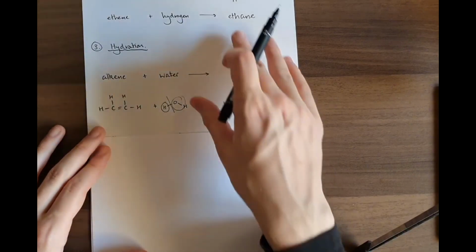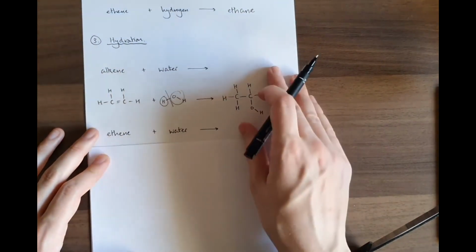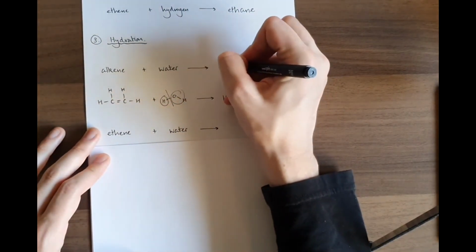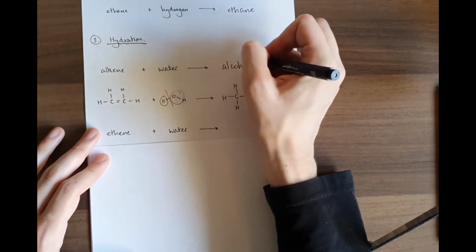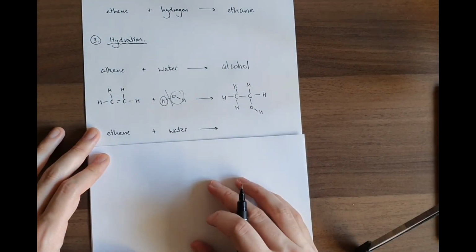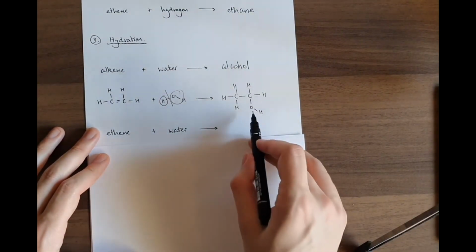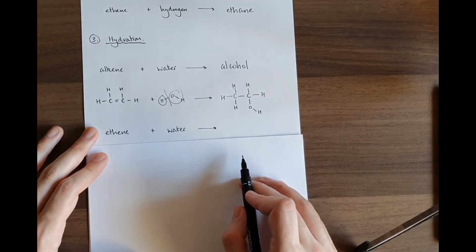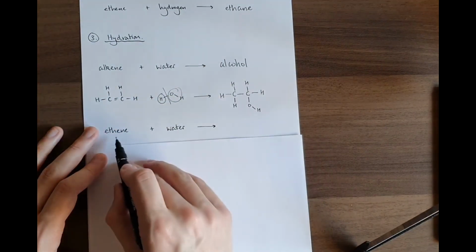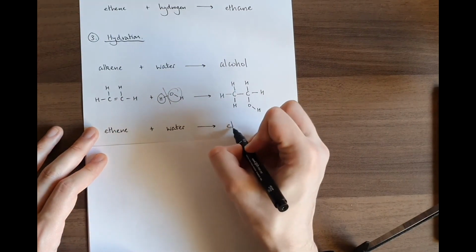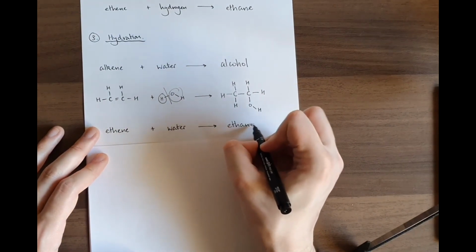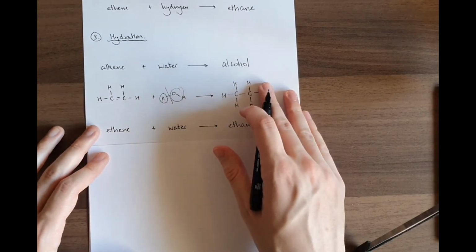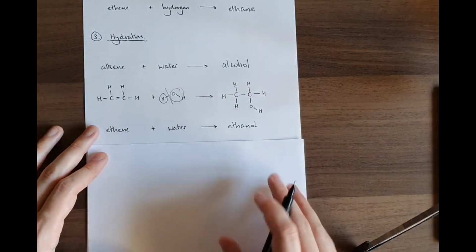But for just now, what we need to know is that when we add water to an alkene, what we've actually formed is an alcohol molecule. And we can tell it's an alcohol because it has this O and H joined onto it. So we went from ethene to ethanol, which is one of the simplest alcohols that we can form. And as I say, this will be the focus of the next topic.